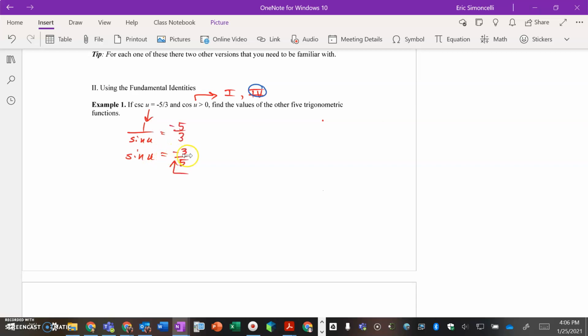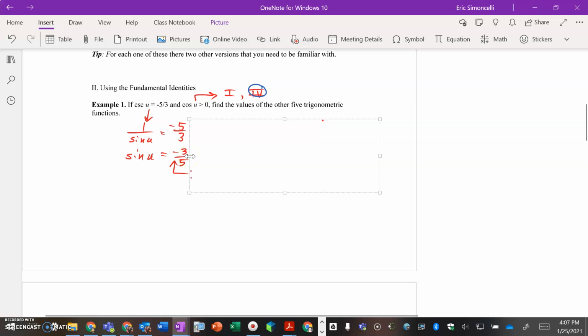But notice what I'm doing here. I'm not just writing 1 over sine as negative 5/3. I'm writing the reciprocal, of course. Cosecant, which we know to be the reciprocal of sine, is a fraction, so the sine of the same angle is equal to the reciprocal of negative 5/3, so negative 3/5.